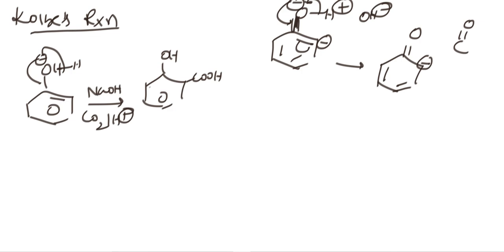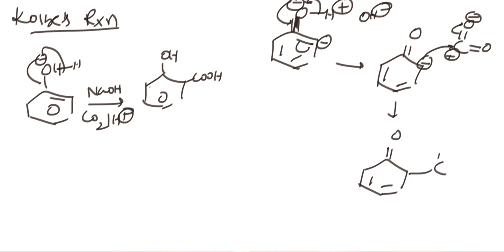C double bond O, double bond O. It is attacking like this, bond shifted like this, negative, positive. Then it is like this, and COO minus, ortho position, carbon dioxide. So you observe that the electrophile is generating, and that electrophile may go to the ortho and para.